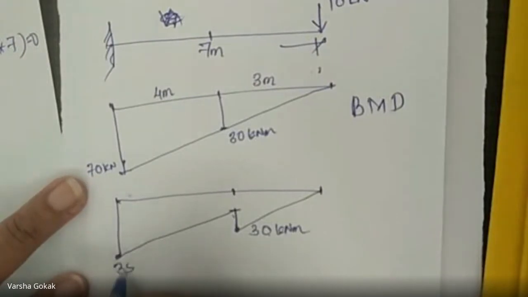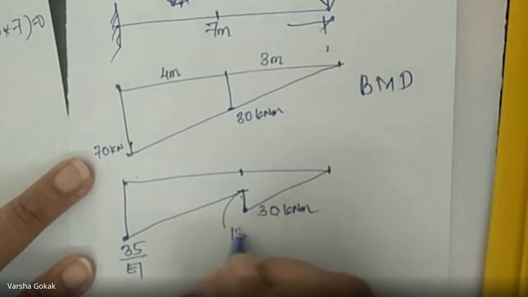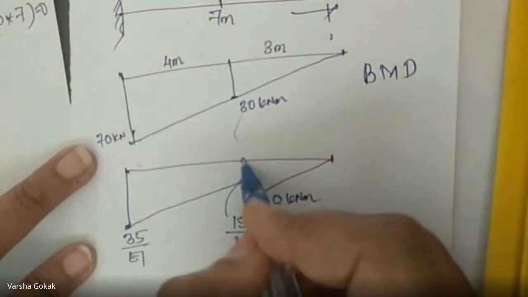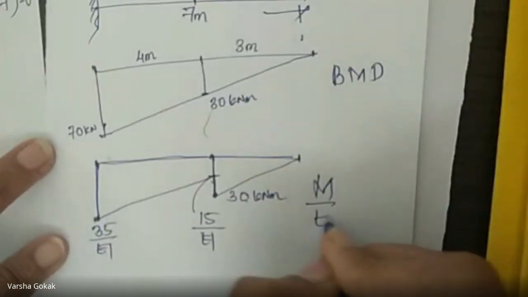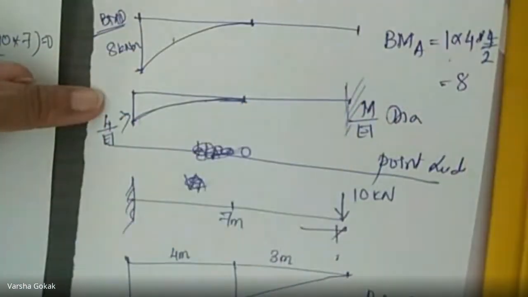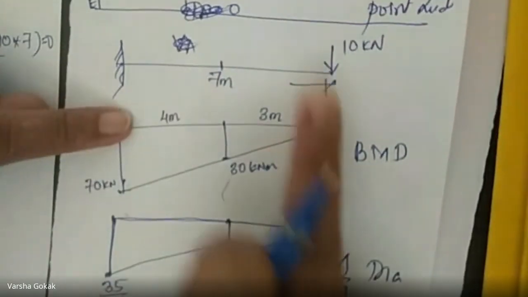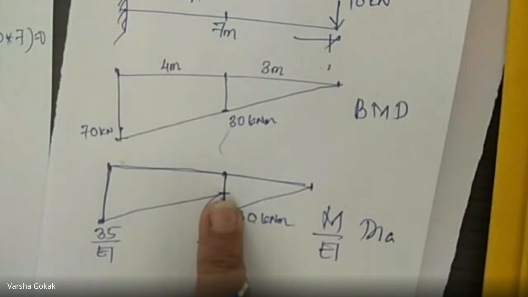This is 35 divided by EI. And this value is 15 divided by EI. All are triangles, right? This is your M by EI diagram. What I did, I took only UDL, drew the bending moment diagram, then the M by EI diagram. So this value became 4. Here it is 0. Next I took only the point load, its bending moment diagram, 10 into 3, 30, 10 into 7, 70, and then its M by EI diagram.